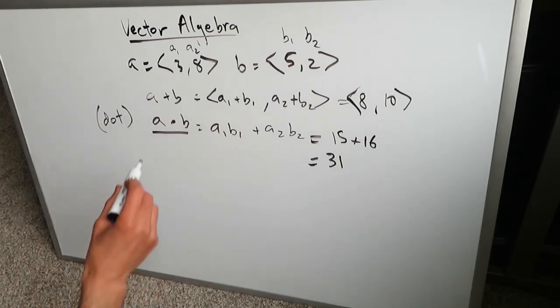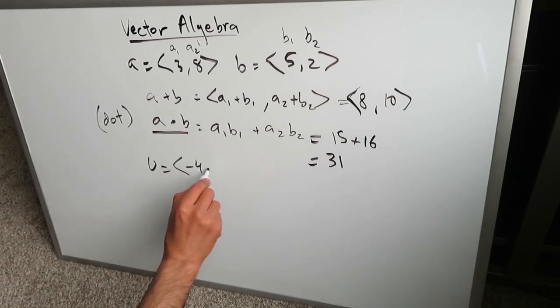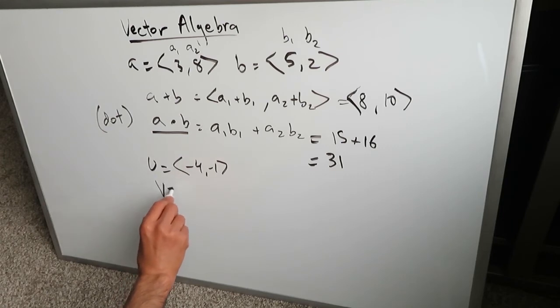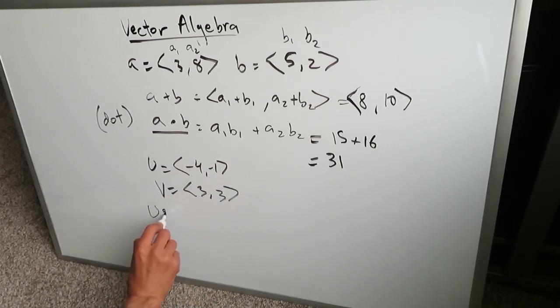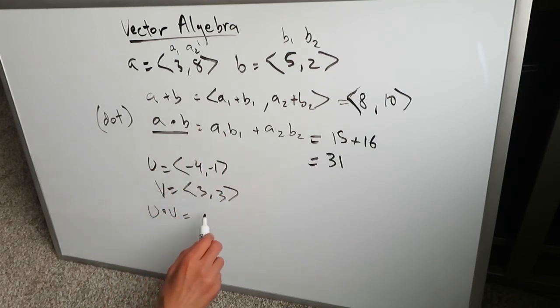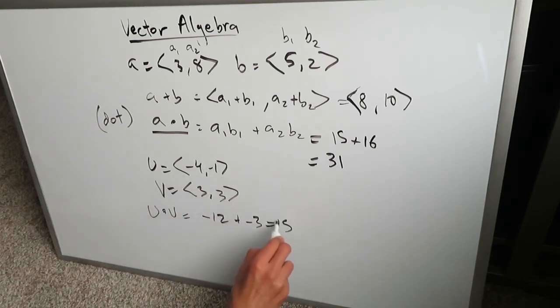Example applications only. Supposedly u was a vector which was -4, -1, and v is 3, 3. How do we find the dot product u times v? Well, you just look at the formula over here. -4 times 3 is -12. You add that to -1 times 3, which is -3, and you get -15. See, a vector has now become a scalar quantity. It has lost something along the way.